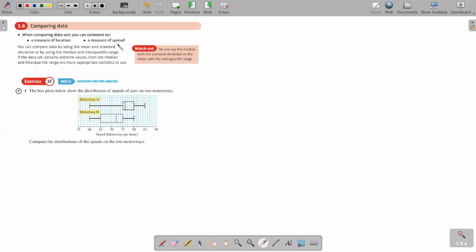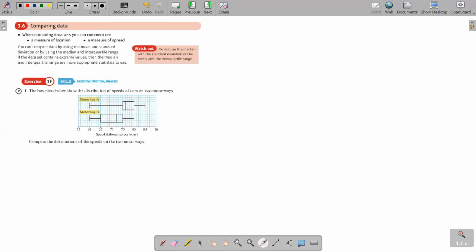And measures of spread are what? Measures of spread are the interquartile range, interpercentile range, and standard deviation. Those are measures of spread. So when you're comparing data, you go either completely by measures of location, or completely by measures of spread. That's how comparisons are done.